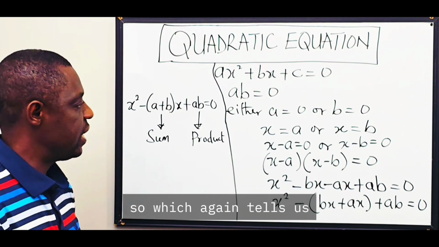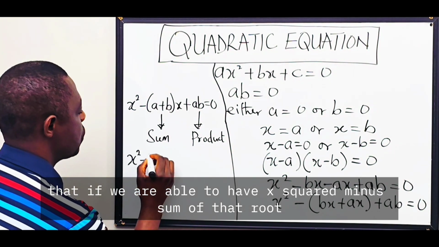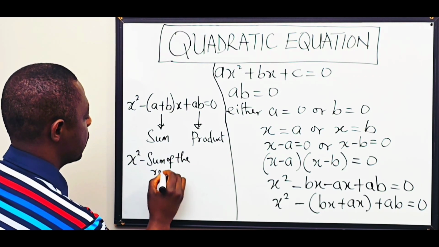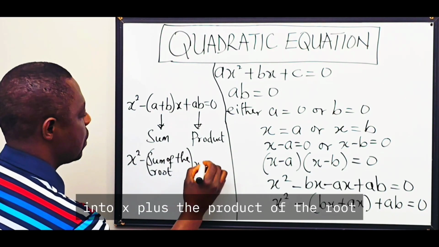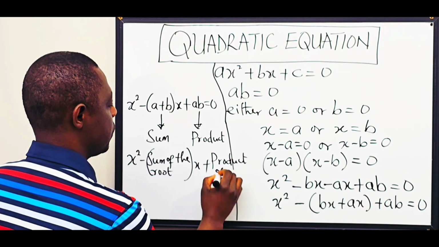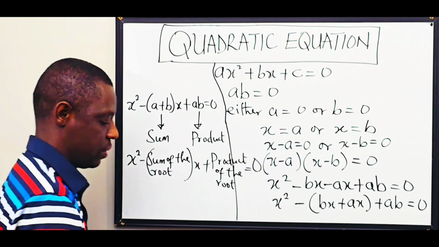Which again tells us that we have x squared minus the sum of the roots, into x, plus the product of the roots, everything equal to 0.